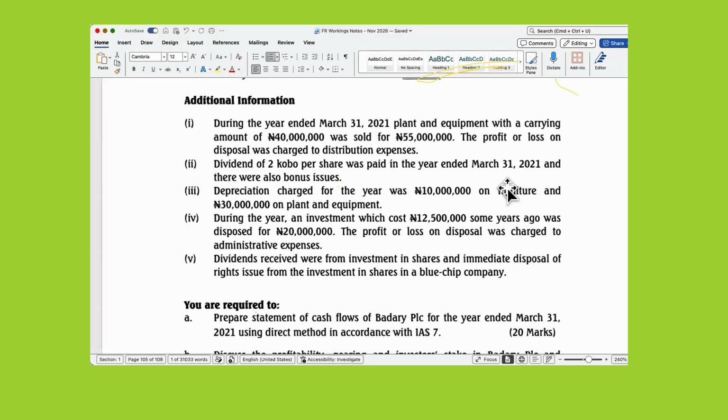I can only see that they told us there was also a bonus issue. So the dividend that was paid, 2 kobo, is it not on the number of shares? If you multiply it on the number of shares, you get an amount which is not up to that 100,000. Net it off from 100,000. I think the balance should be the bonus. I don't know.